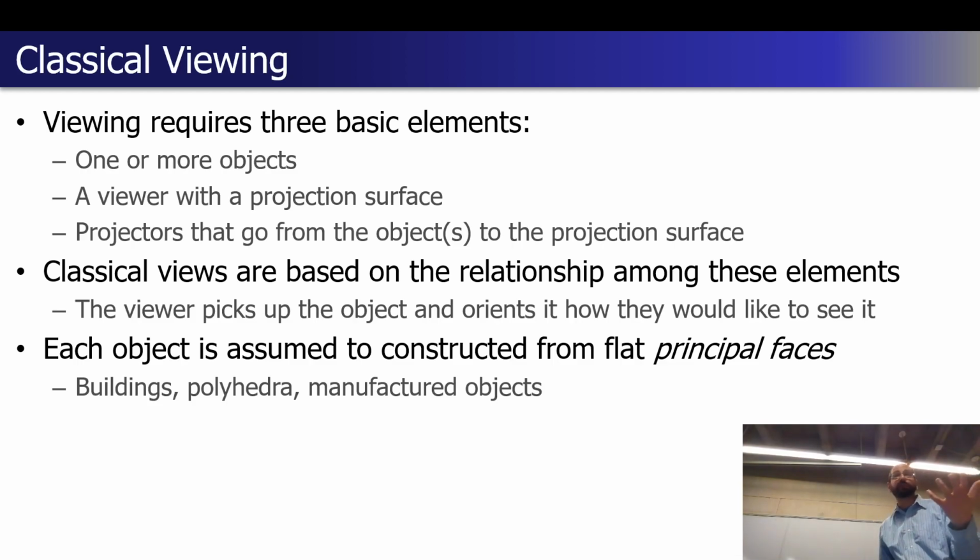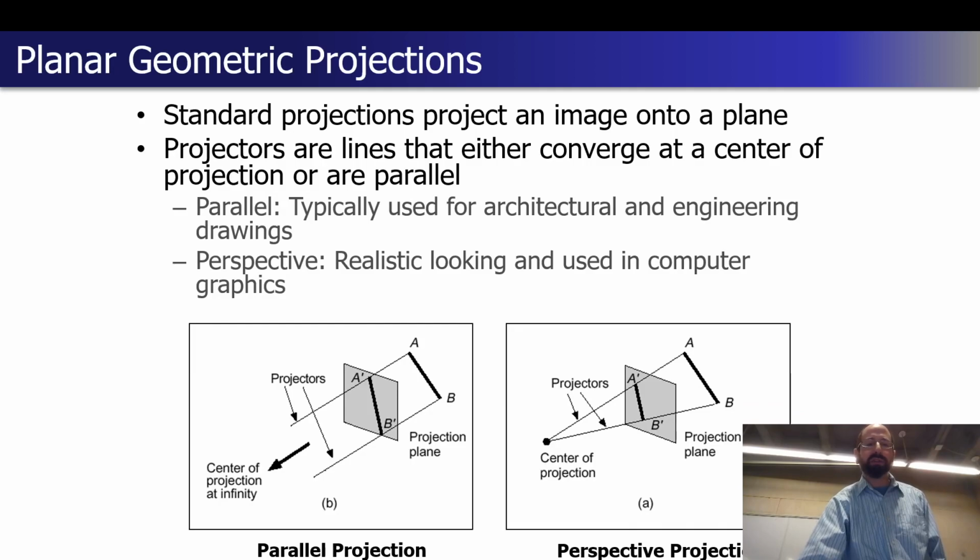When we talk about classical views, and there is a large taxonomy of different classical views, of which I think there's limited value in going into much depth, it's really talking about the relationship between those three elements. The viewer picks up the object and orients it how they would like to see it. They then also select the projection surface and how those projectors are arranged from the objects to the projection surface. Standard projections then project that image onto a plane, and the projectors are lines that either converge at some so-called center of projection, like shown in the right-hand figure here, or that are just parallel to each other, as shown in the left-hand figure here.